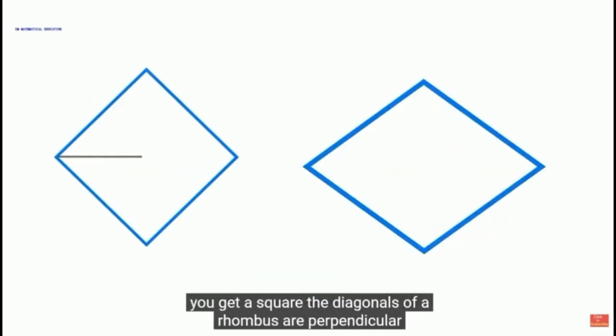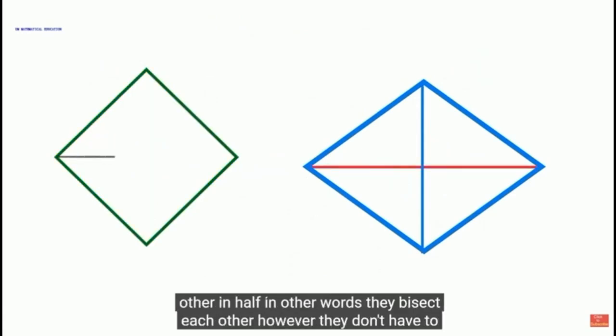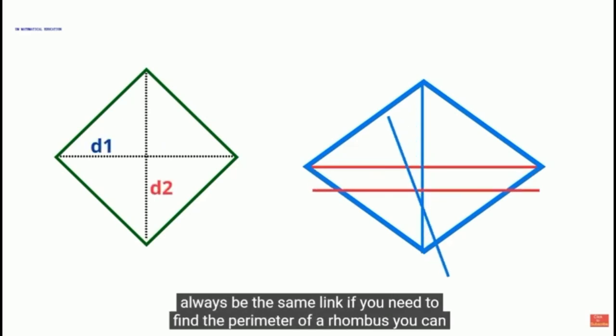The diagonals of a rhombus are perpendicular. They also create 4 congruent interior right triangles. The diagonals cut each other in half. In other words, they bisect each other. However, they don't have to always be the same length.